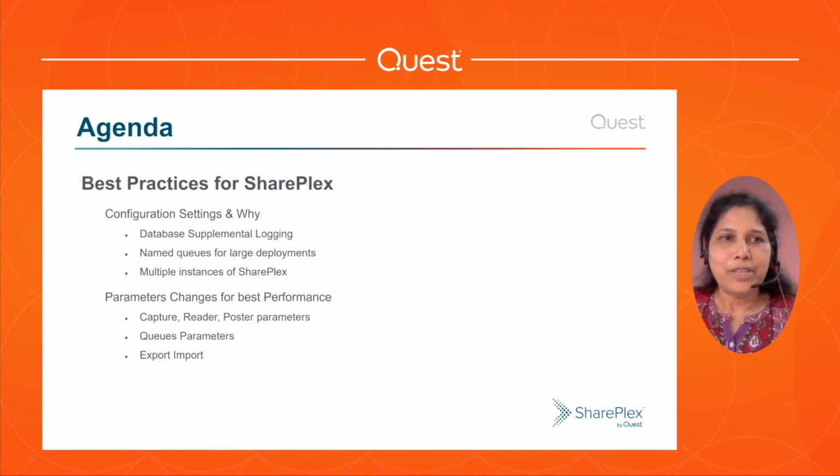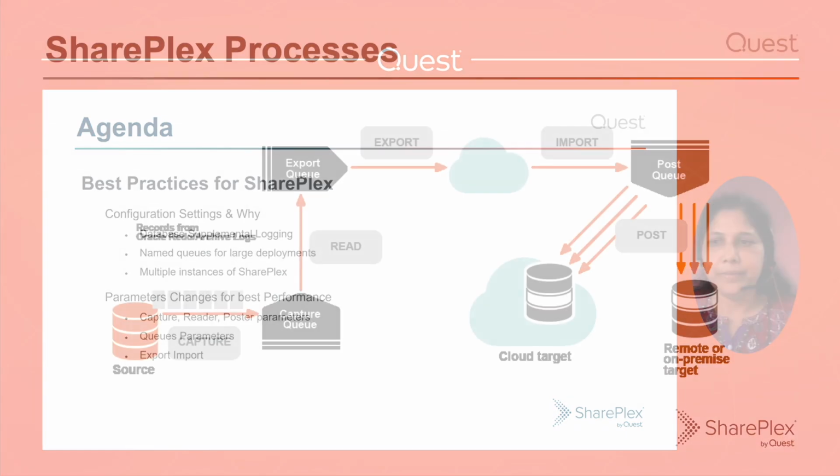The topics I'm going to cover today are configuration settings and why, and parameter changes for best performance. With the configuration settings, the subtopics which I'll be covering are database supplemental logging, named queues for large deployments, multiple instances of SharePlex. And for the parameter changes for the performance, I'm going to cover capture, reader, poster parameters, queue parameters, and the export import process parameters.